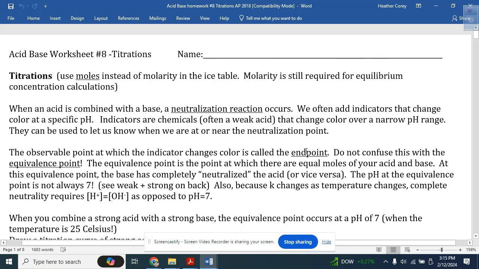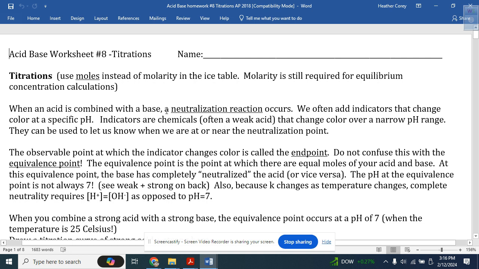Hi, today we're going to look at titrations. Earlier in the year we looked at titrations of strong acid and strong base, and what we're going to do today, in addition, is look at titration of a weak acid plus a strong base, or weak base plus a strong acid.